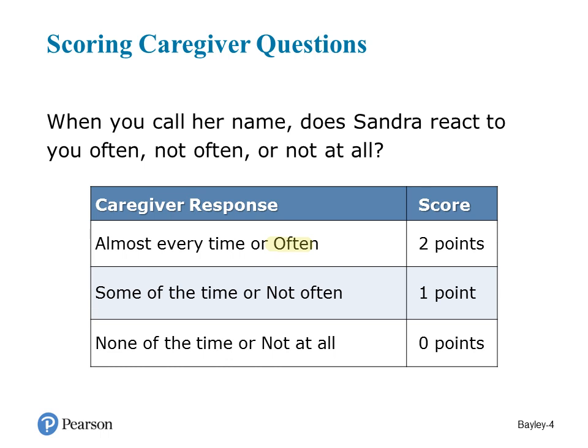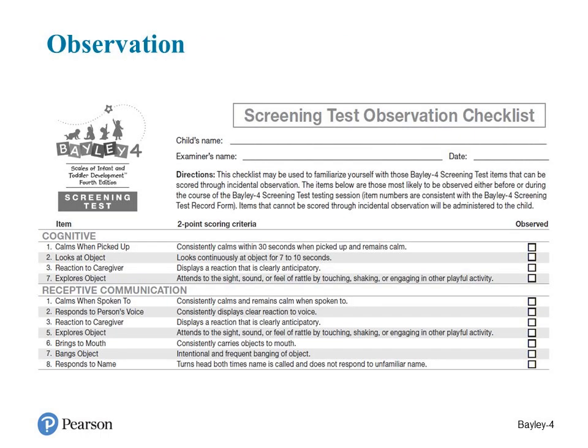If she says she does it not often, or in some other questions the options are almost every time, some of the time or none of the time, the parent says not often, you assign 1 point. The parent says not at all, you assign 0 points. So you'll see that same 2, 1, and 0 reflected in the scoring for the caregiver questions.